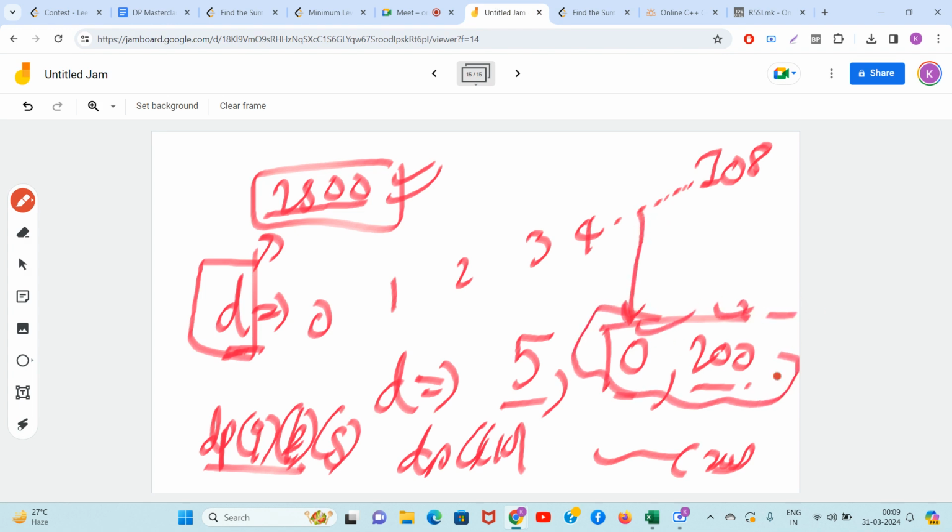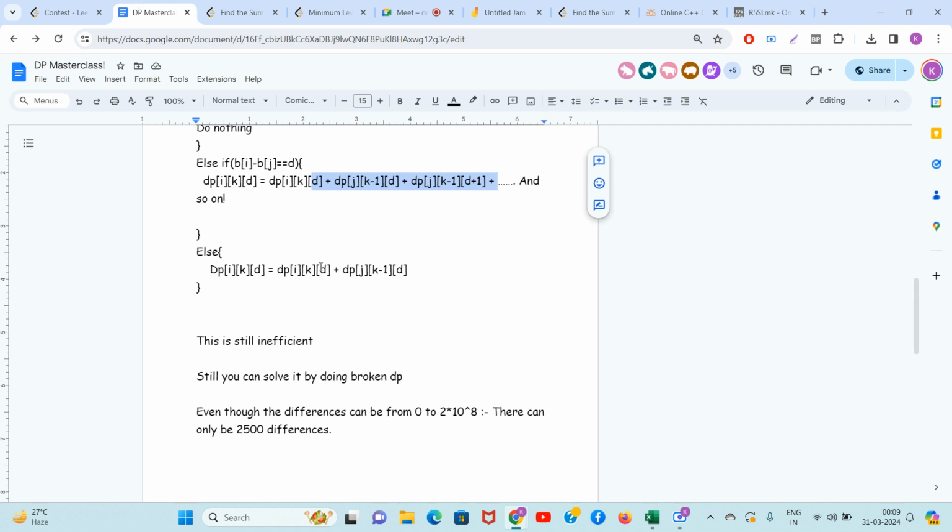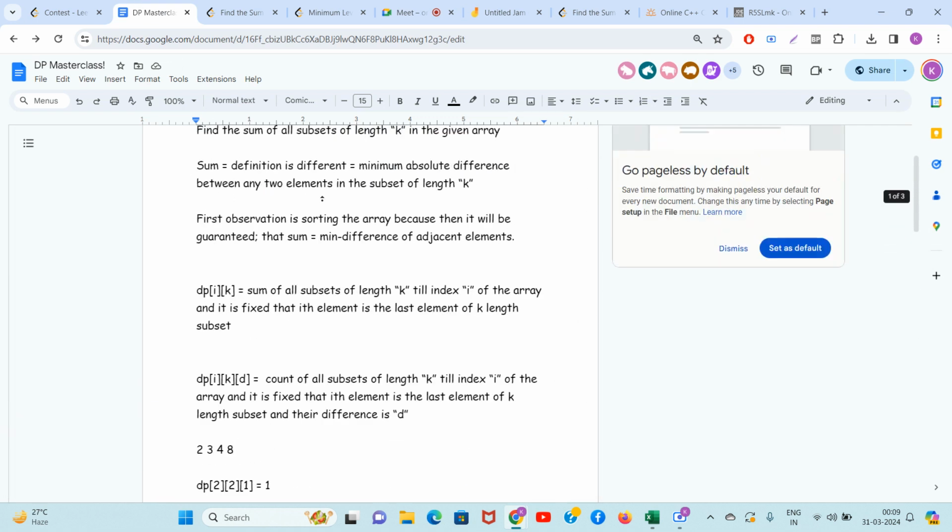Oh, Vinith, Pooja, did you guys finally understand the nice thing? It's now midnight. Did you guys understand what's happening? You know that these are the only differences. This is called as the broken DP, guys. Okay. Yeah, you got it now. Pooja got it. So, guys, I took a very big risk. This is really difficult question. I hope you guys understood.